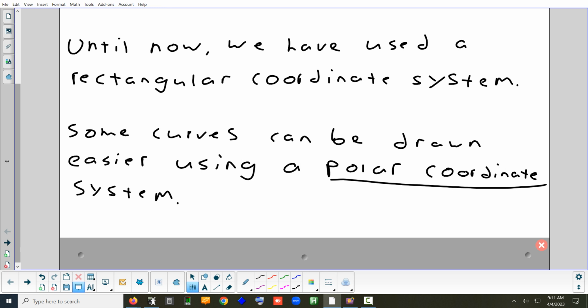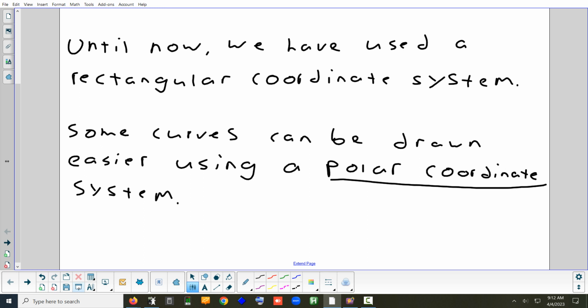So it's a lot easier to draw some types of curves in a polar system. The one thing that's extremely simple to draw in polar is a circle. So let me show you 3 different ways we can draw circles, starting with function, then I'll do parametric, and then I'll do polar.